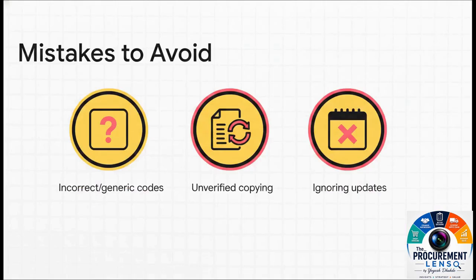To avoid those compliance nightmares, there are a few super common traps you've got to watch out for. First off, relying on incorrect or overly generic codes just because they're easier to find. Don't do it. Second, blindly copying codes from past shipments or from a supplier without actually doing your own verification. And third, ignoring updates in the customs tariff. The system isn't static, it gets updated over time. Stumbling into any of these traps will absolutely derail your shipment.